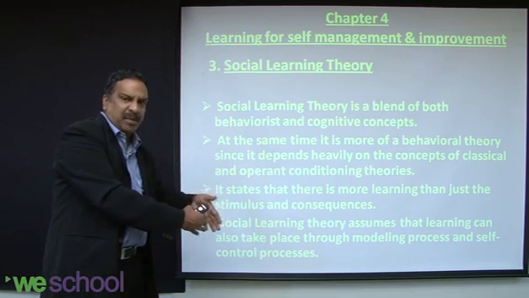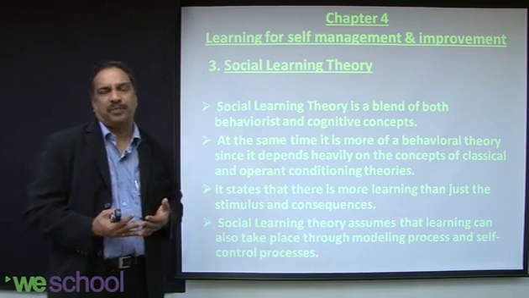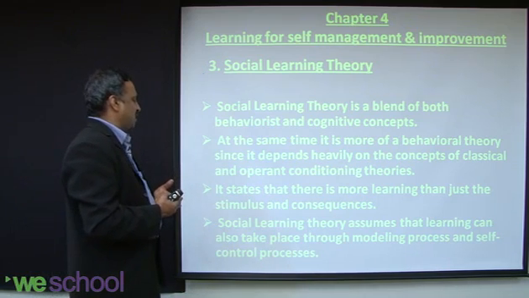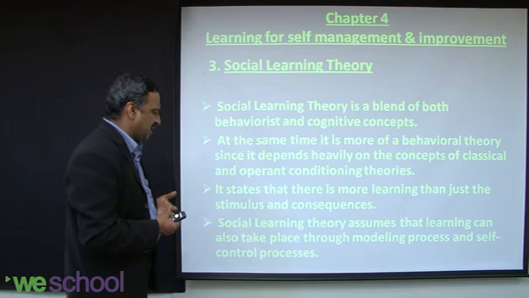So good learners at the primary level become good learners at the secondary level also. Okay? It states that there is more learning than just stimulus and consequences, and social learning theory assumes that learning can also take place through modeling process and self-control process.